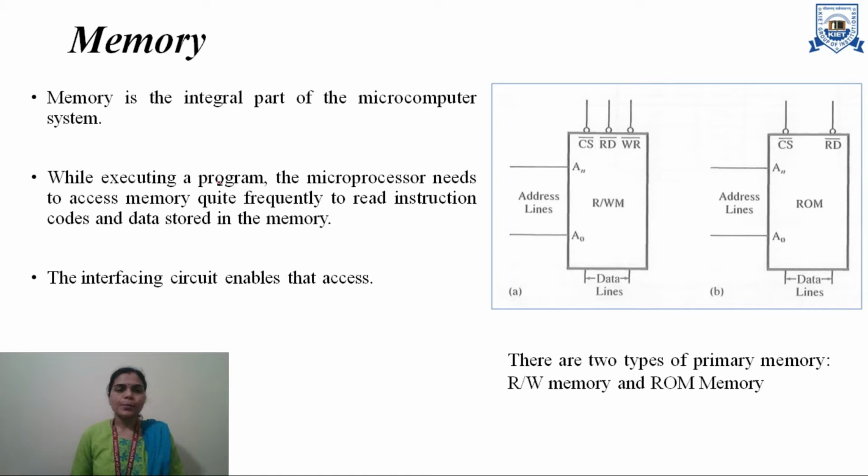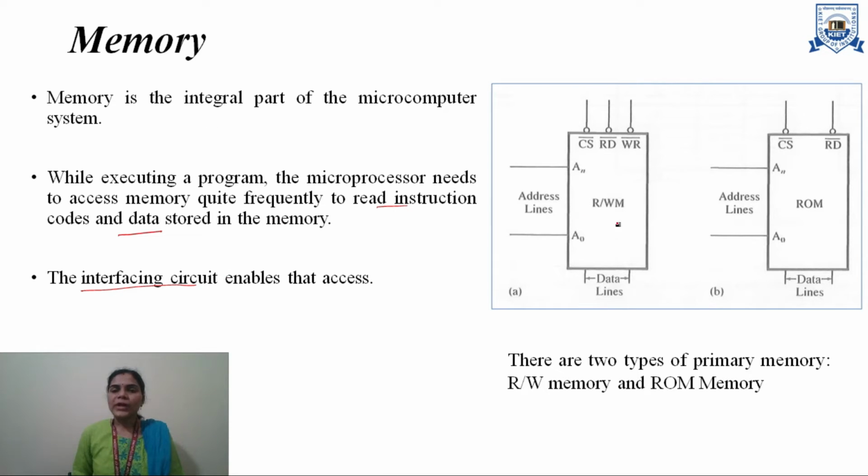memory. So the processor frequently accesses main memory to read the instruction as well as data. And this access can only be possible by some interfacing circuit. The processor needs to access main memory with the help of some interfacing circuit.